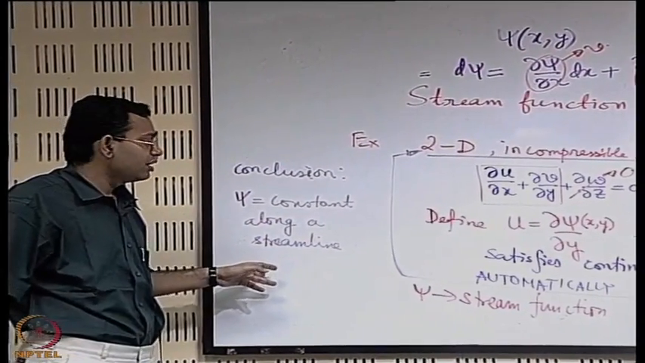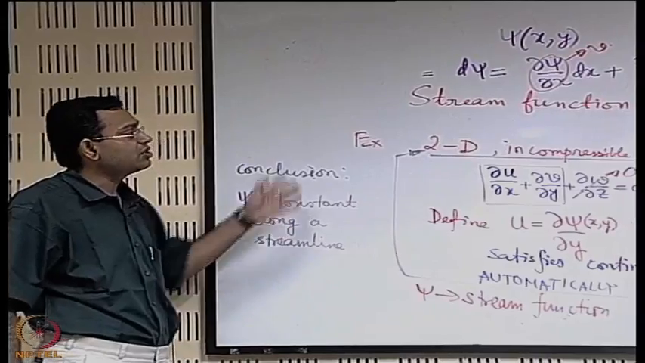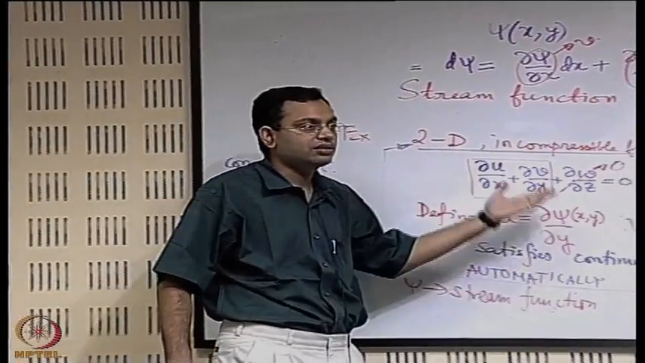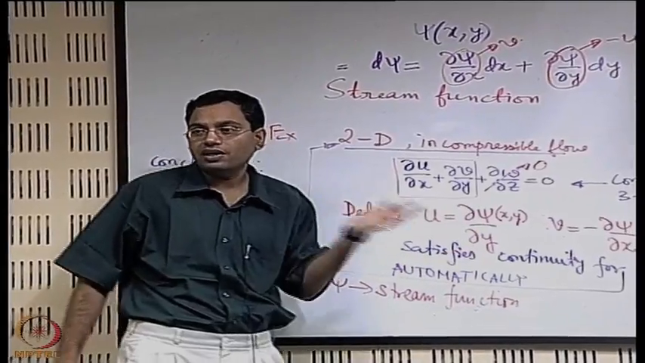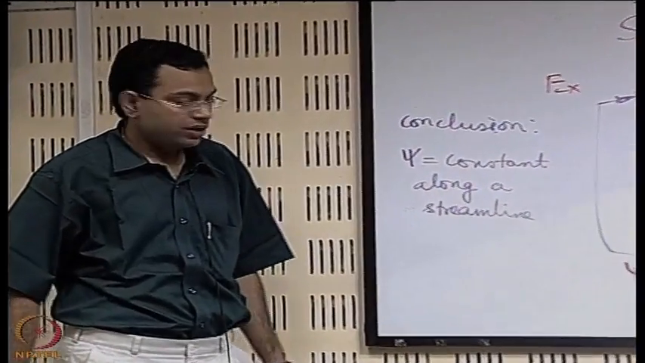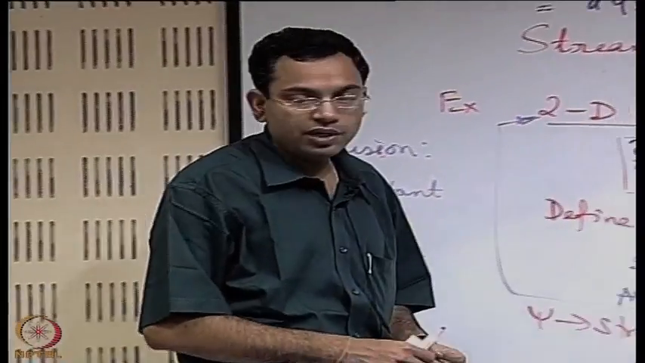It does not mean that the streamline is not there if it is not a two dimensional incompressible flow, it is very much there, but the stream function is not defined in this way. So you cannot have an analogy or relationship between those two. Okay, we stop here and we will continue again in the next lecture.